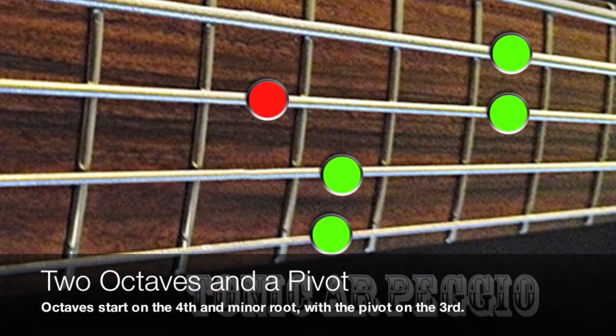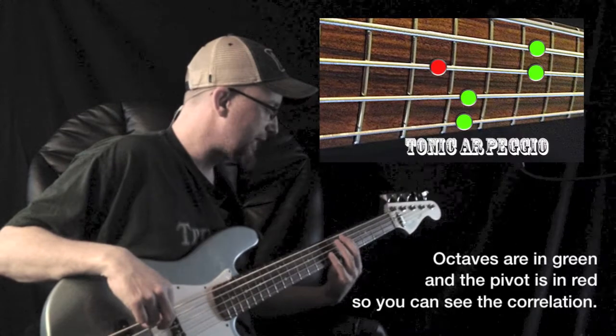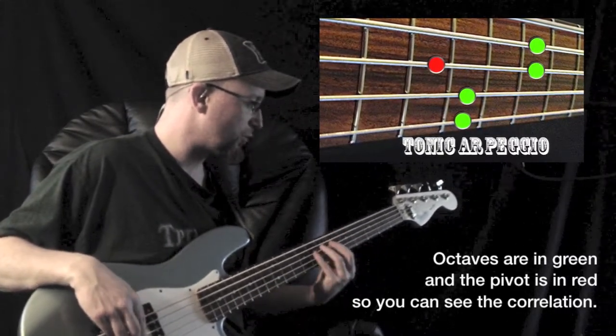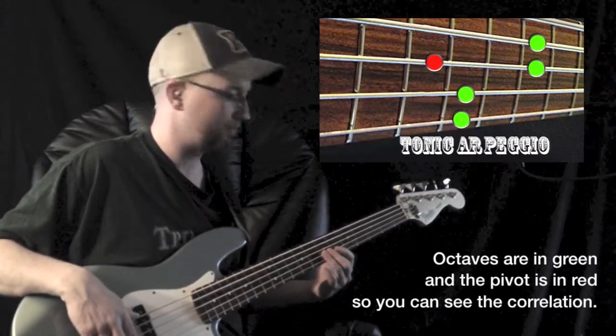And your octaves are going to be on a D and an A with a pivot of an F in this. So we'll begin on the 5th fret of the E string, A. We'll go to a D. We'll go to an F. We'll go to an A octave and a D octave.